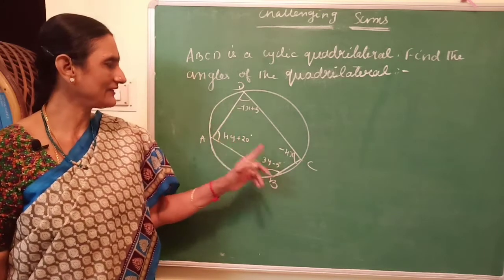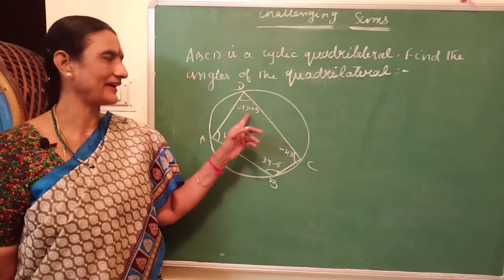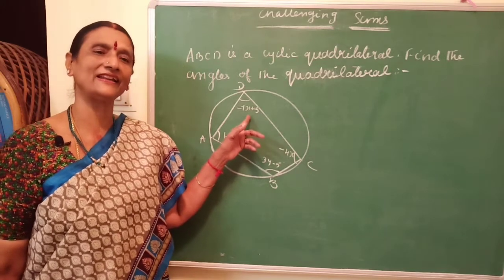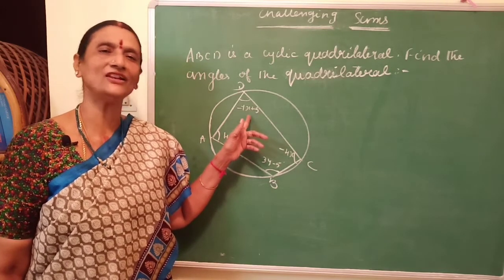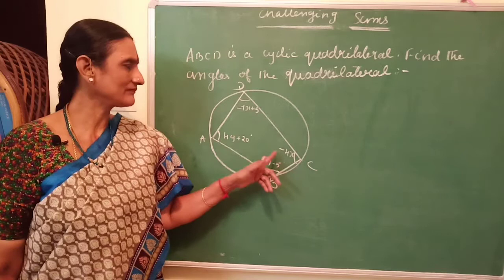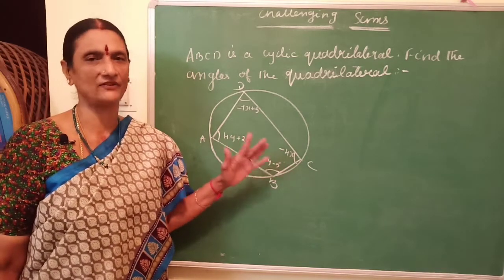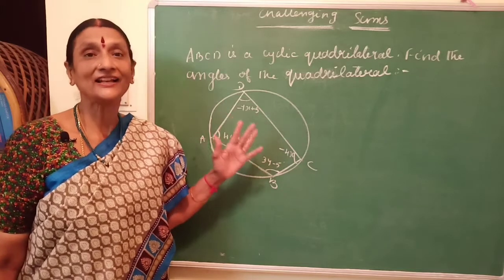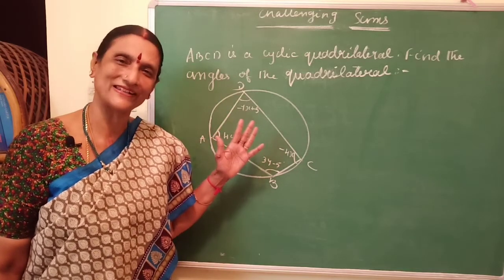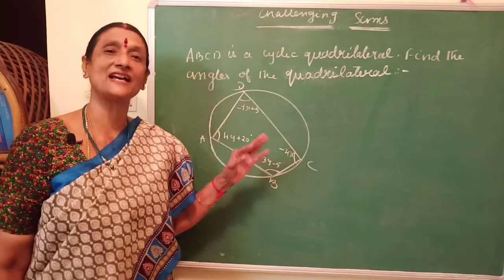Now angle A given, angle B given, angle C given, angle D given, but they are not directly given with the values. There is some relationship with x and y. That's how the sum is given to you. Cyclic quadrilateral, what's the special property? The opposite angles are supplementary.